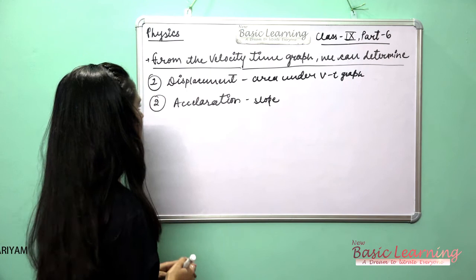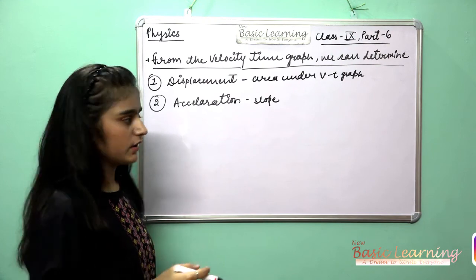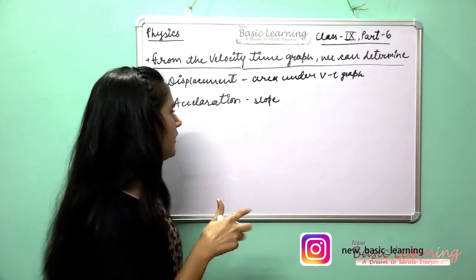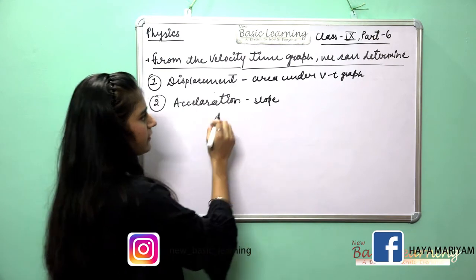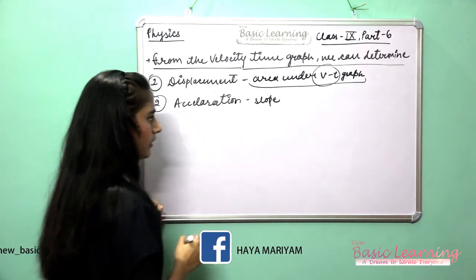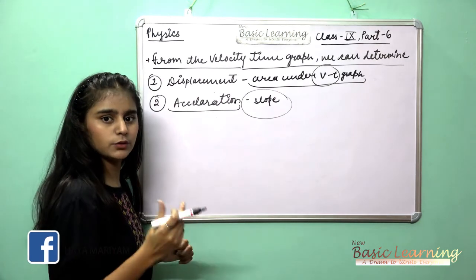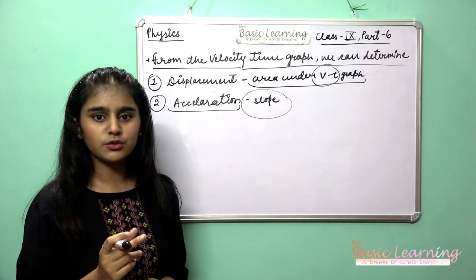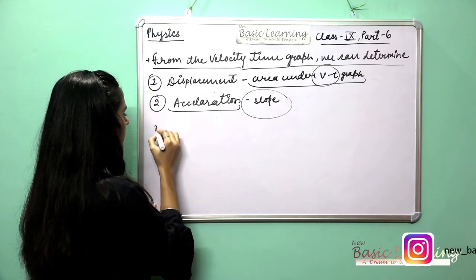So now in the next part we will see that from the velocity time graph we can calculate two things, that is displacement and acceleration. Displacement, if we calculate, we have to take out the area under the VT graph. VT means velocity time graph. And if we are calculating acceleration, we have to calculate the slope. One thing I want to share as a secret with you, that we can calculate the distance also by the velocity time graph.